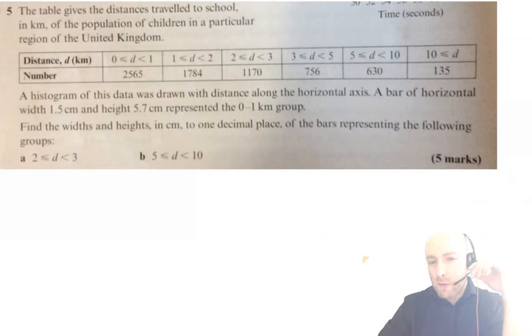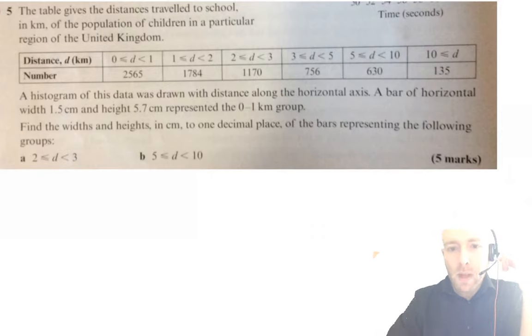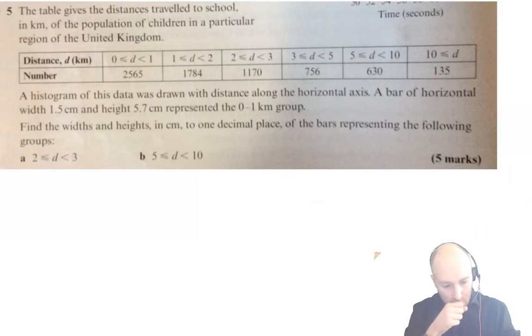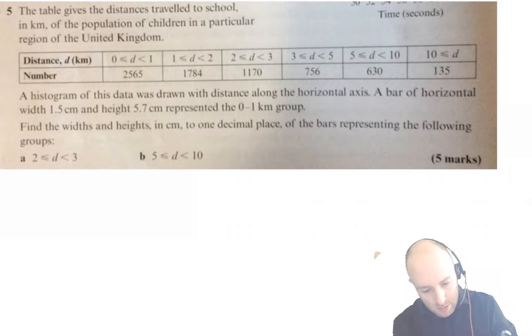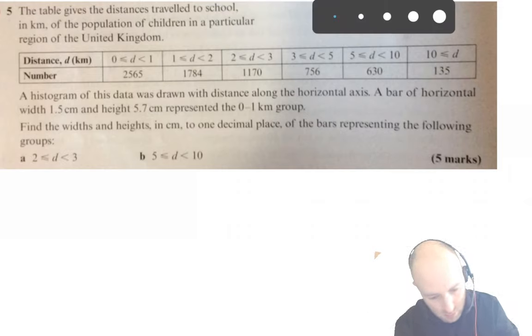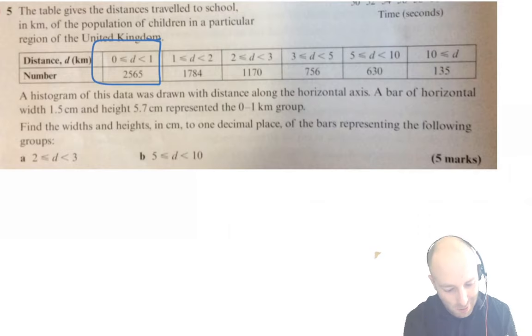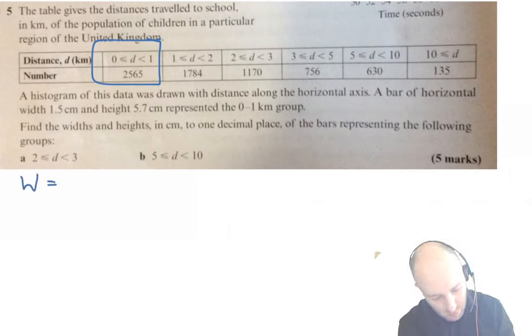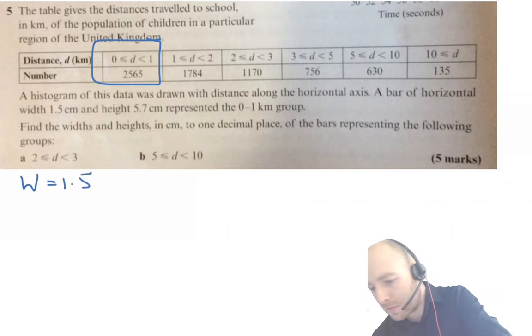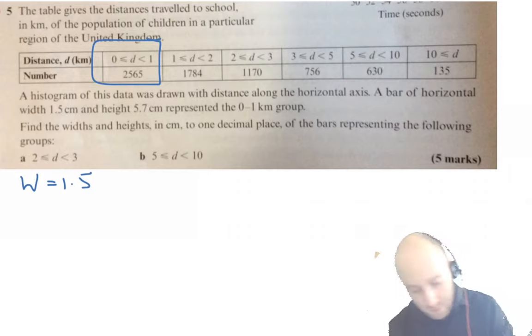Cool. Right. Hopefully you guys had enough time to get somewhere with that one. Let's quickly go through this, and that'll bring today's lecture to an end. So, okay, 0 to 1 kilometers. So that's this one. I like how they just put number in this one, rather than frequency. So bar of width 1.5. The area is going to be 1.5 times 5.7. So the area is 8.55.